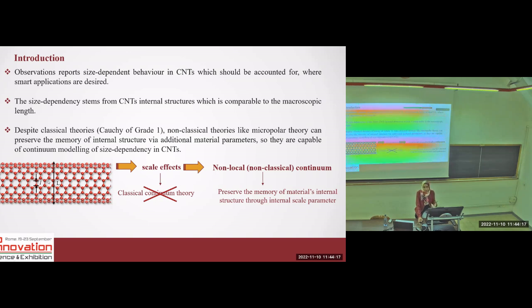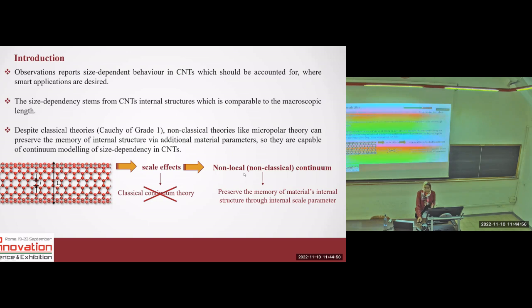Actually, in a lot of nanoscopic phenomena, we observe size effect because the overall diameter is comparable to the internal length. So we could not describe this size dependency with classical continuum theories, and we tried to use non-classical continuum theories or non-local continuum theories. Usually non-local continuum theories are known as Eringen theory, but micropolar theory can also be considered as a non-local theory.